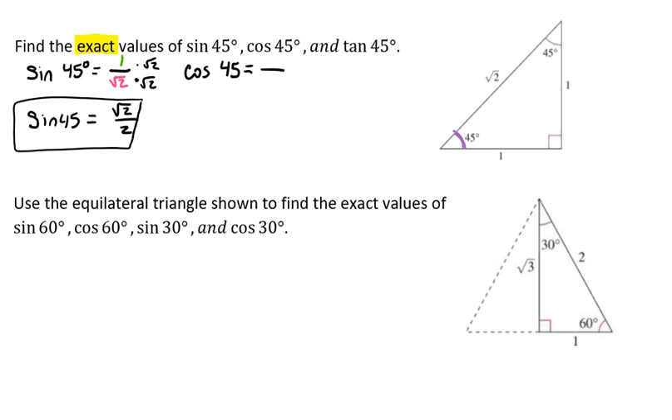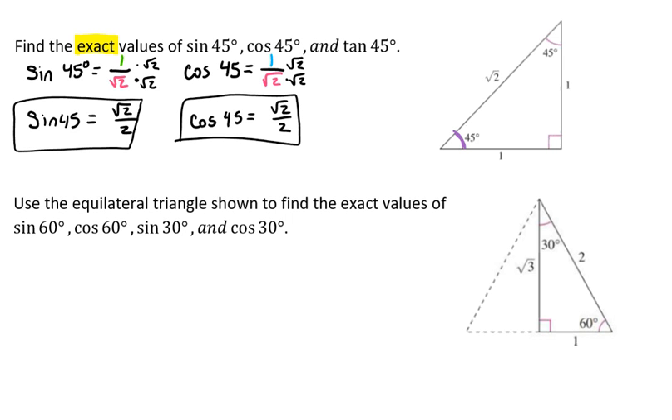If we're looking at the cosine of 45 degrees, remember that that's going to be our adjacent over our hypotenuse. So we'll have our adjacent, which is 1, and our hypotenuse, which is radical 2. Again, you can't leave a radical in the denominator, so we'll multiply both the numerator and the denominator by radical 2, which is going to give us that the cosine of 45 degrees is radical 2 over 2.